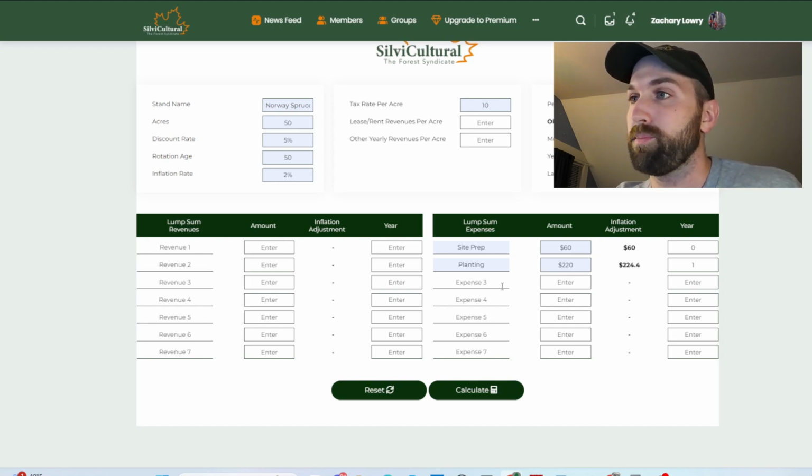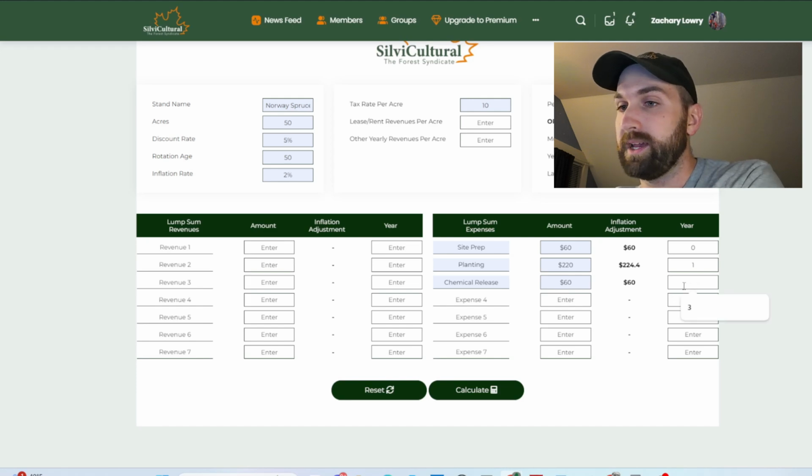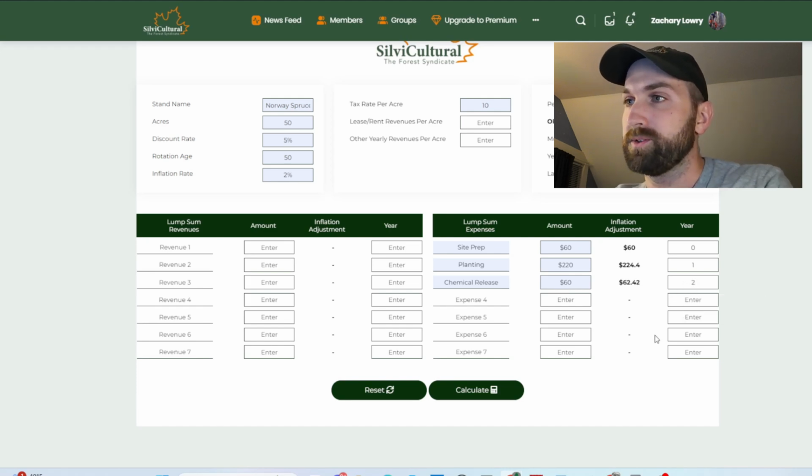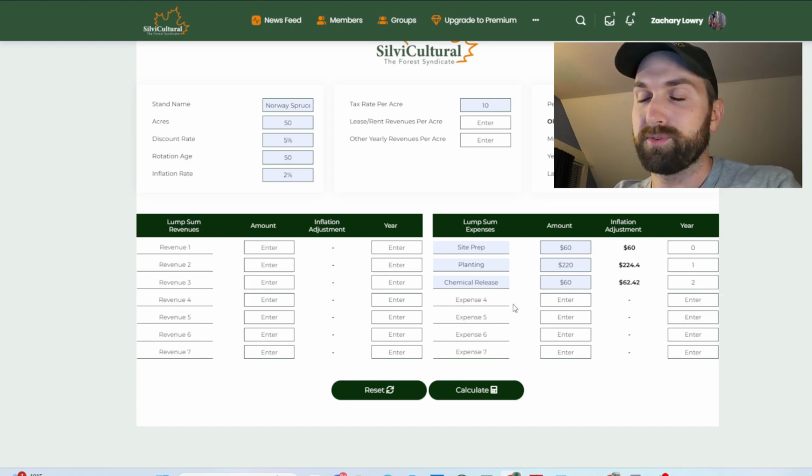So expense number 3, probably 1 or 2 years after planting, we can have another chemical release. This is another herbicide application. I'm going to put this in for $60 per acre. And we'll put this at year 2. I don't really think it matters, year 2 or 3. It's going to be pretty negligible for the overall analysis.